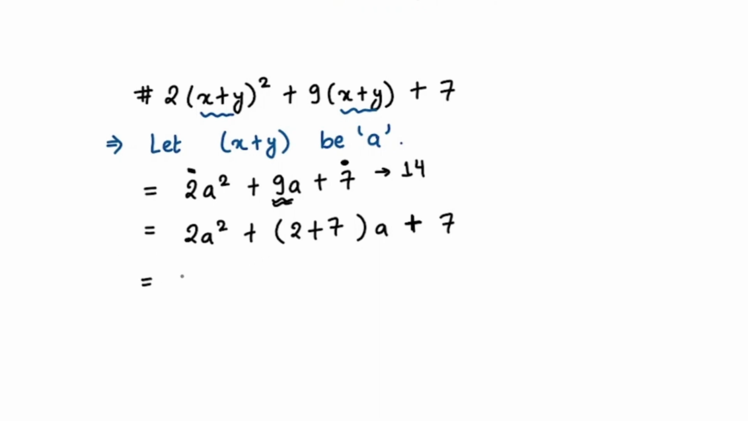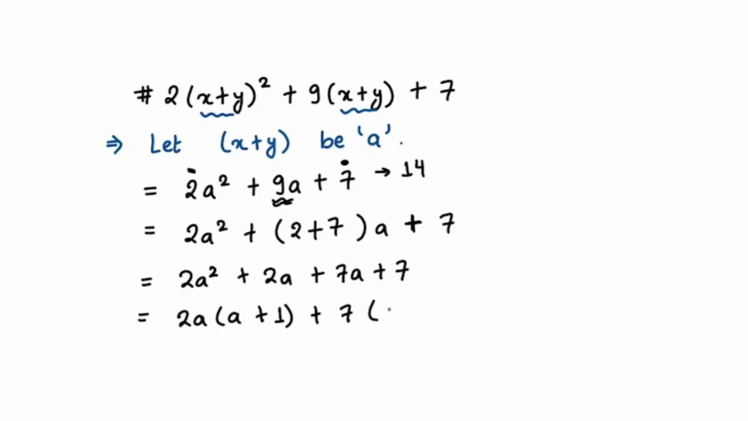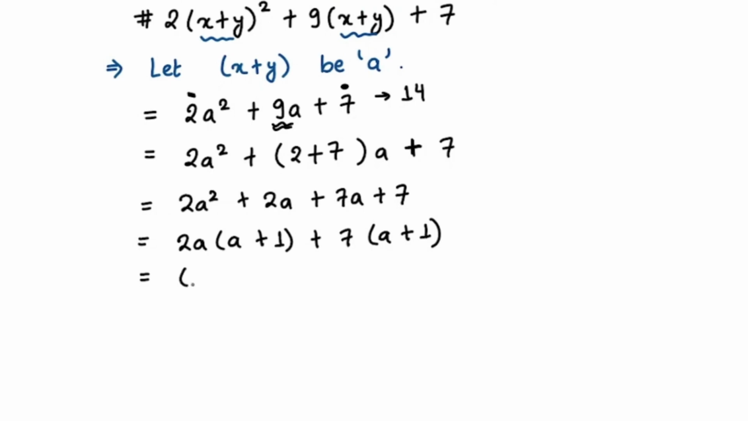Now we open up the bracket, so we have 2a square plus 2 times a is 2a plus 7 times a is 7a plus 7. And then we take common now. We have 2a as common and we have a remaining here plus there is nothing remaining, so we write 1, plus, again we take 7 as common and we have a remaining here plus 1. Now we are going to take a plus 1 as common, so we have our a plus 1 and our remaining things is 2a plus 7.